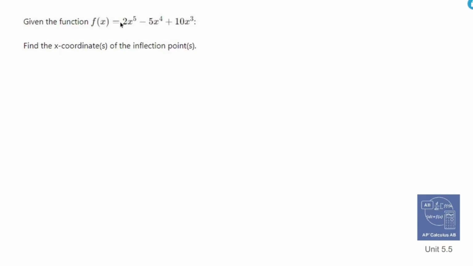Given the function f of x equals 2x to the fifth minus 5x to the fourth plus 10x cubed, find the x coordinates of the inflection points. Inflection points exist when f double prime, or the second derivative of x, equals 0. So we need to take the first derivative and take the second derivative, set it equal to 0, probably do some factoring, and then take it from there.